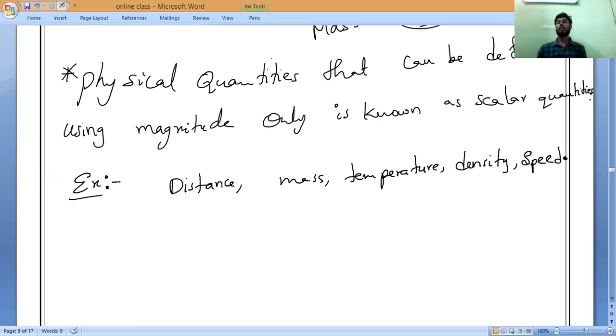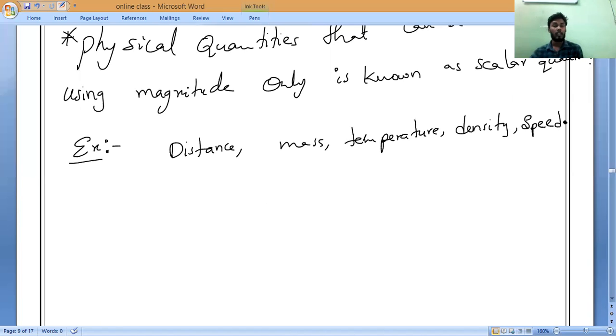So for speed also, I will ask, what is your car speed? Are you saying 80 km/h towards south, towards north, towards east, like that? Are you saying only 80, 100, 120, like that? We are only talking about that value alone. So that is why speed is also called what, Harish? A scalar quantity. Clear, everybody? Any doubt?